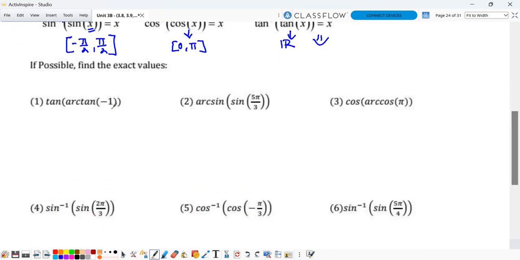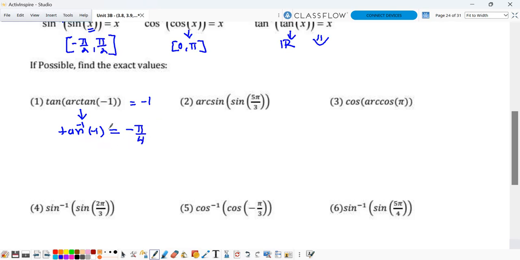Okay, so tangent of arctan -1. Well, what this means is, are we going to get the original one back? Possibly. If you memorize this, you can say the answer is -1. But let's always do the inside first. Tangent inverse of -1 is, what's the angle? The tangent is -1, which gives -pi over 4.